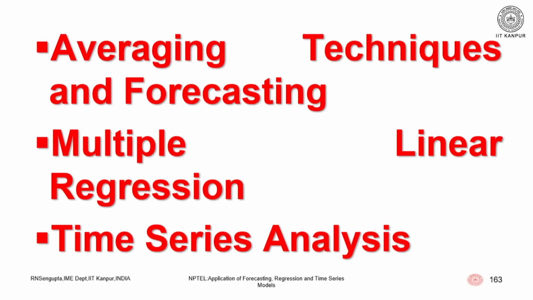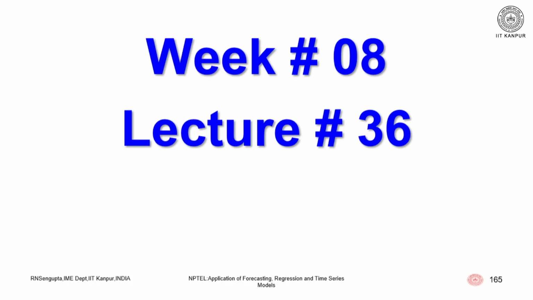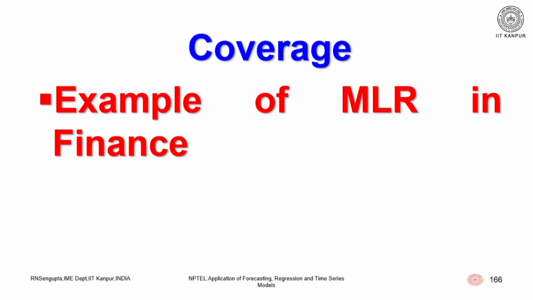So, the three broad topics for this course are as follows. The first one is forecasting, second one is regression, third one is time series, and we are in the midst of regression models. This is week number 8 and this is lecture number 36. The coverage for this lecture would be examples of MLR in finance, which we have just started discussing, considering the multi-index model, which is a replica of the multiple linear regression model.